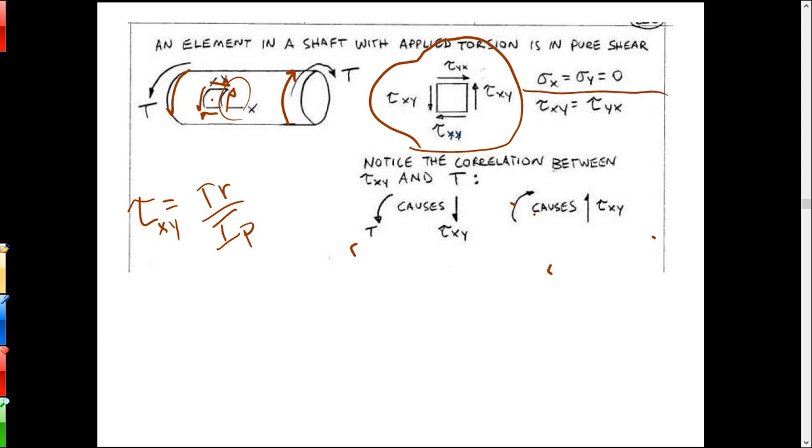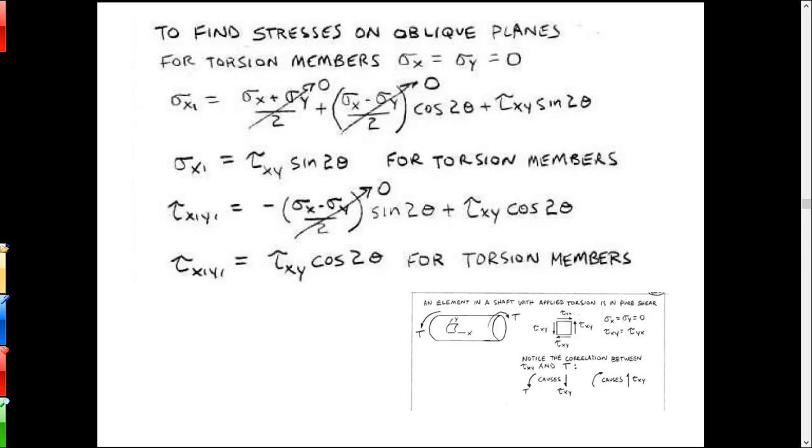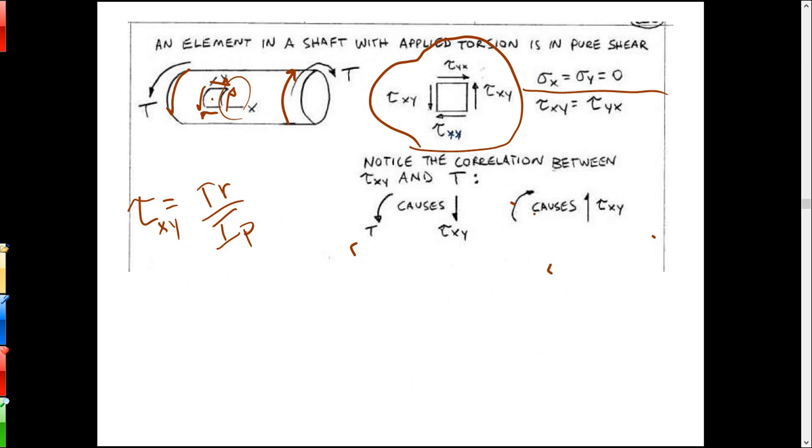Now, sigma X and sigma Y are zero. There's no direct normal stress induced on these XY planes, okay? So when you want to draw up a little biaxial element, just have a look at the torsions and which way they act, whether they are rolling the shaft up or down, and just translate that directly to shears, okay? And then the other two shears on the Y planes, the horizontal planes, go the opposite direction, okay? And the magnitude of tau XY is just that shear formula we've developed, TR over I. And sigma X and Y are zero. There's no normal stresses on the XY planes anyway.